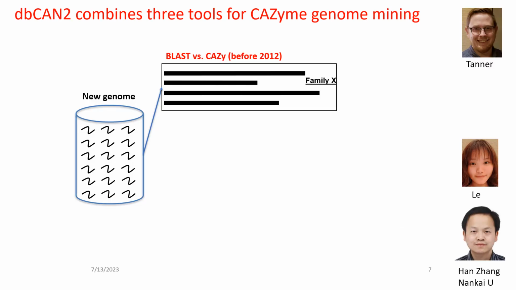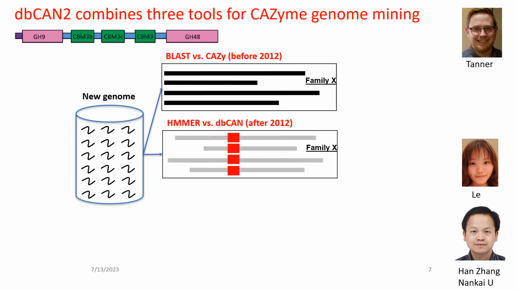How do people annotate their microbial genomes and metagenomes for CAZymes? Before 2012, people blasted their query against the CAZy protein sequence database. However, CAZymes are known to be modular and contain multiple domains. In 2012, we built a CAZyme HMM database called dbCAN, which defines a signature domain for each CAZyme family. This allows us to identify all CAZyme modules in a given query.